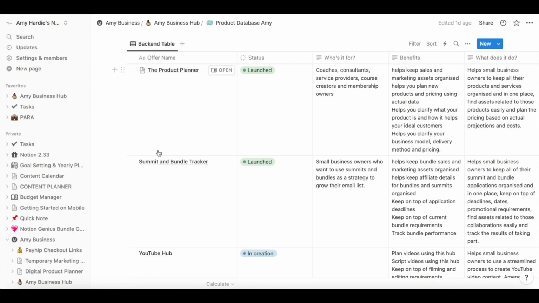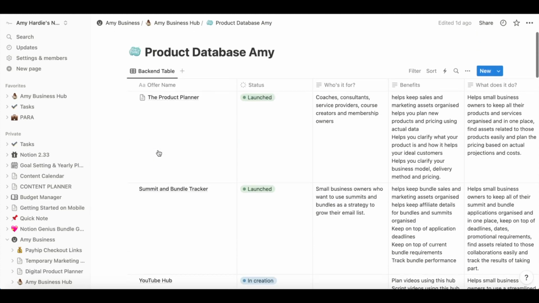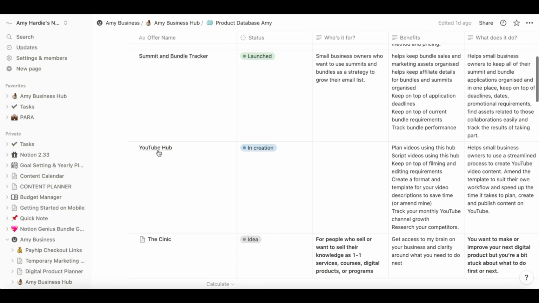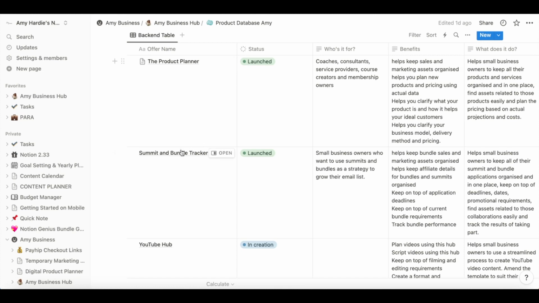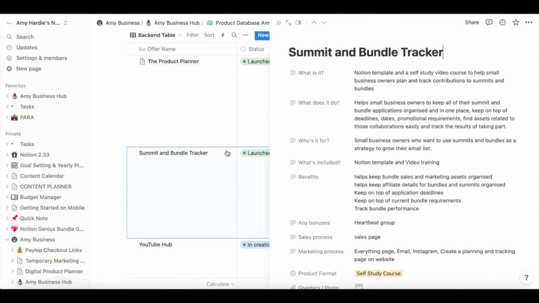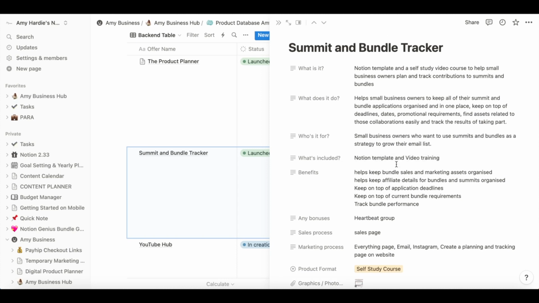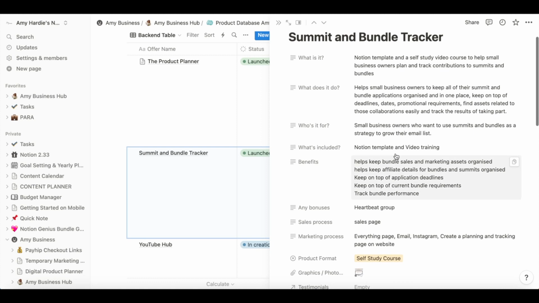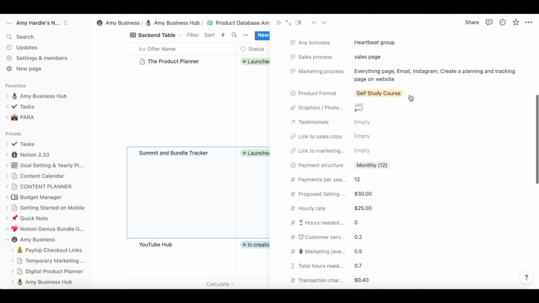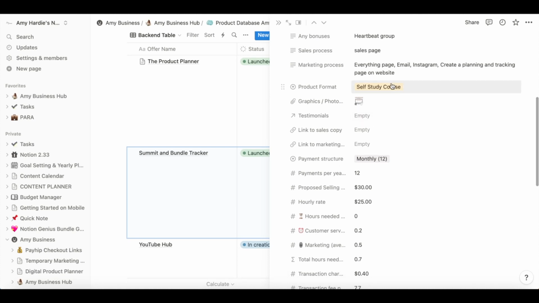Okay, so this is my product database, and I tend to use it in database format. And I'm going to use my Summit and Bundle Tracker entry as my example for this video. So at the top, I cover in other videos what these sections are, but they're all about the features and benefits, what the product is, who the ideal customer is, that sort of thing. So we'll start from this part here, which is the product format. So I've got this is a self-study course.